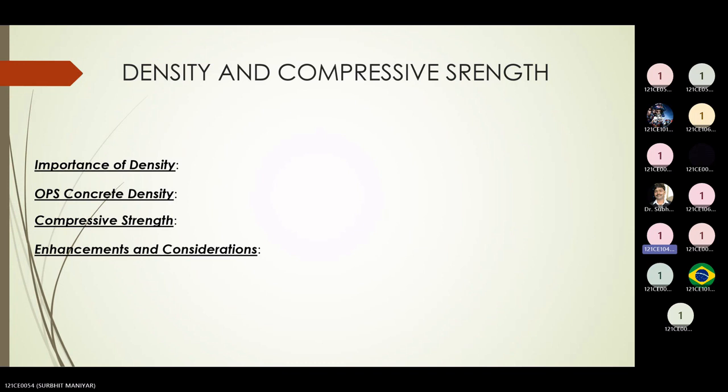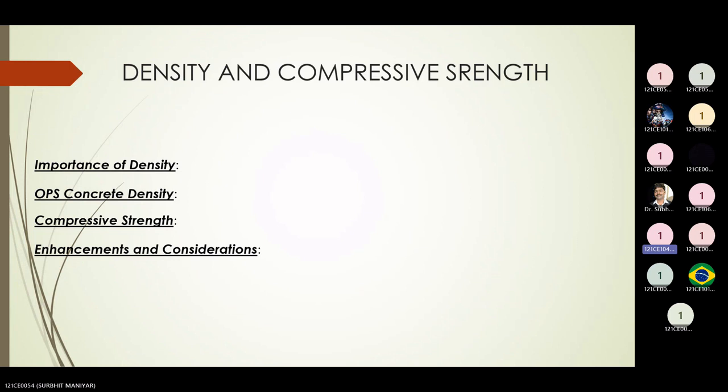Then compressive strength. Compressive strength is a crucial parameter, as we already know. By ASTM recommendations, compressive strength should be a minimum of 17 MPa at 28 days. But lightweight concrete made by using OPS achieves compressive strength ranging from 25 to 35 MPa, which is in the range of structural lightweight concrete, 20 to 35 MPa.